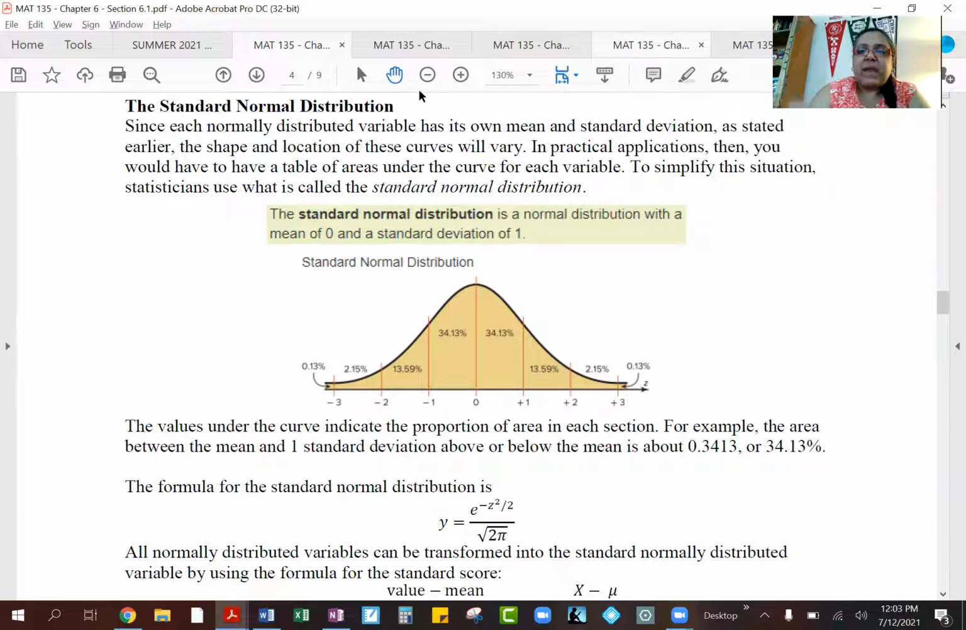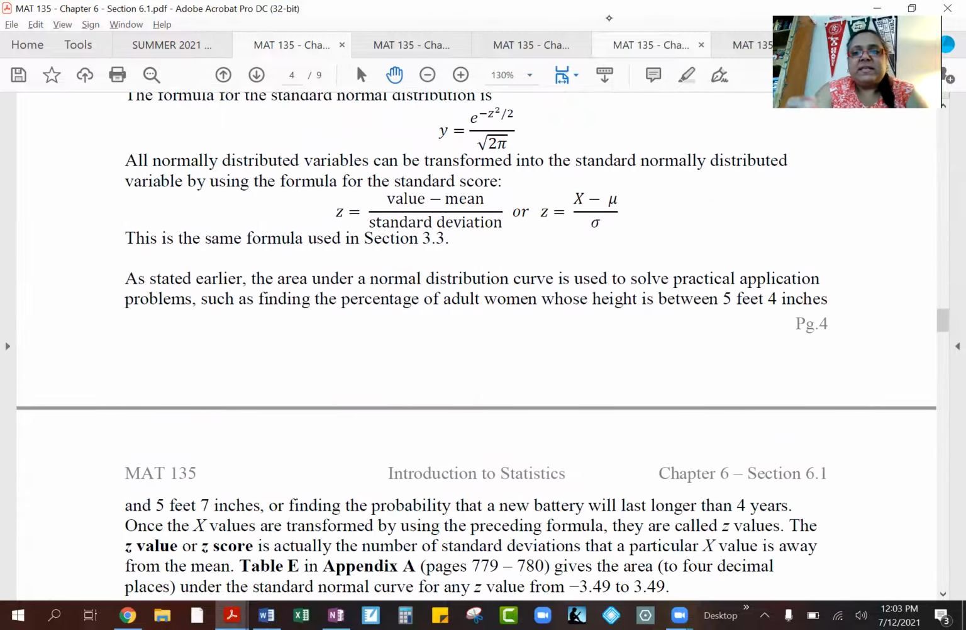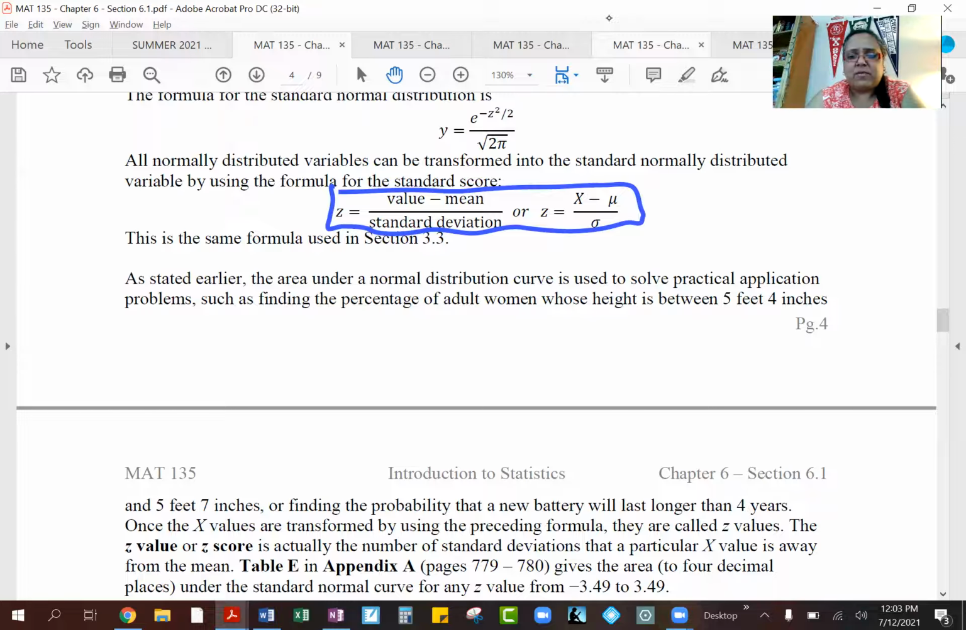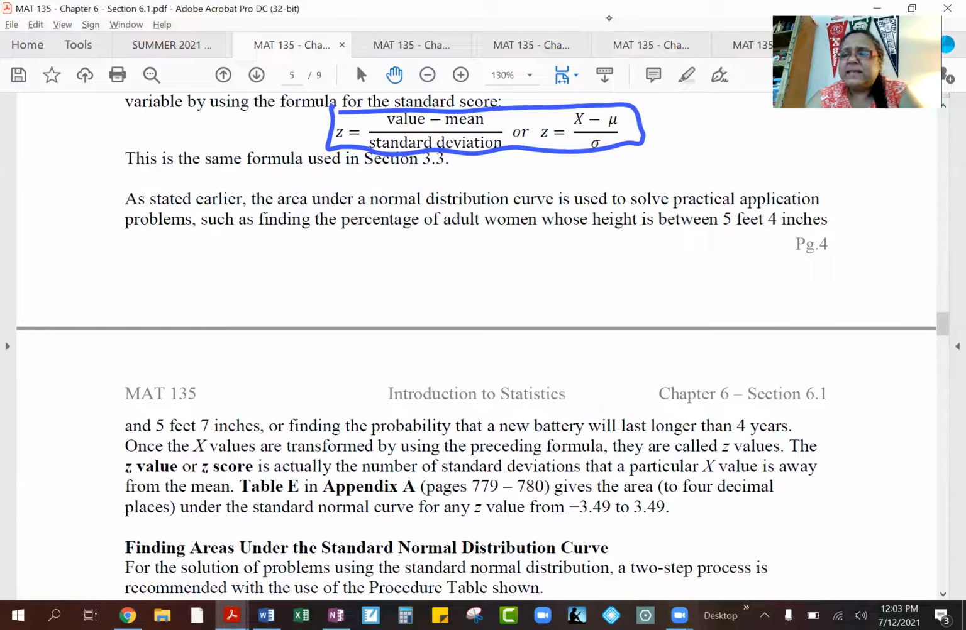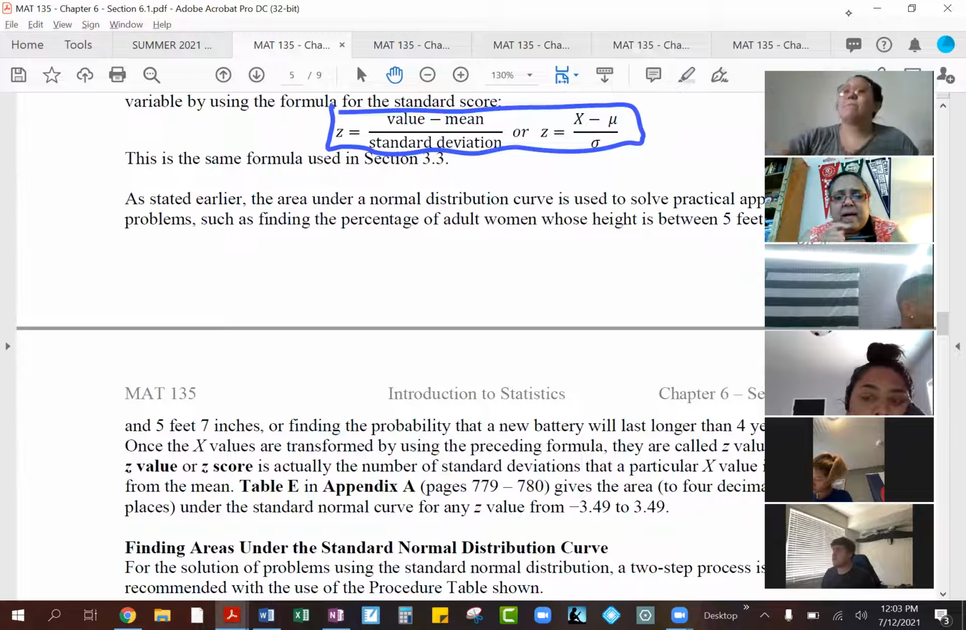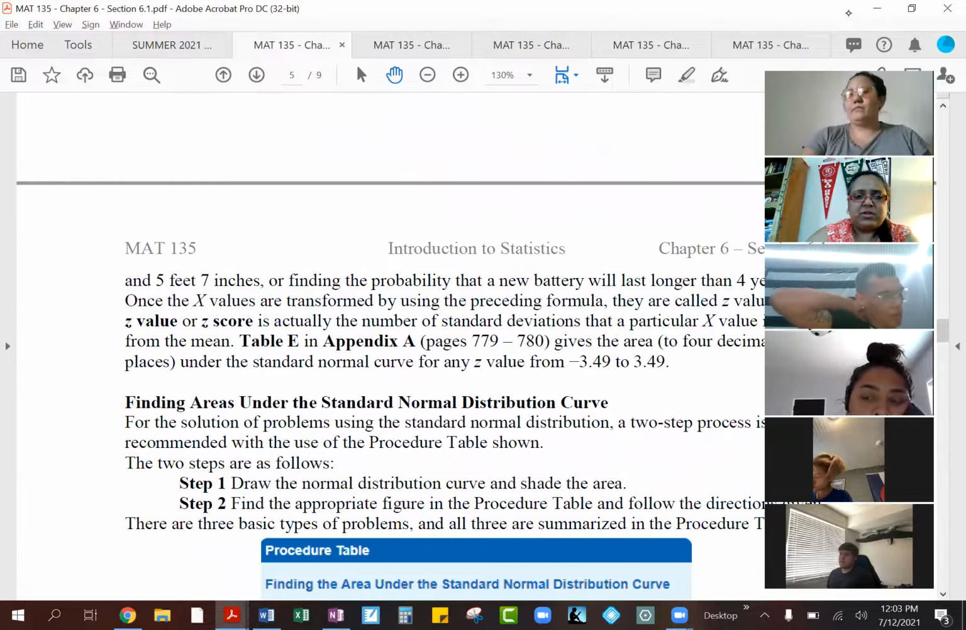So this is actually where the idea of the Z-score comes in, and this will be a formula that's familiar to you from your previous discussion in chapter 3. This is the Z-score formula you will be using, and it basically helps us convert our normal distribution into the standard normal distribution.